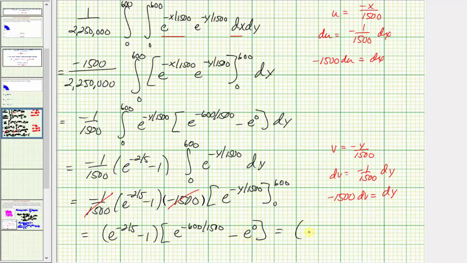This comes out to the quantity e raised to the power of negative 2/5 minus 1, squared, which is the probability that we're looking for. Again, the probability that x is less than 600 and y is less than 600 is equal to the quantity e raised to the power of negative 2/5 minus 1, squared.